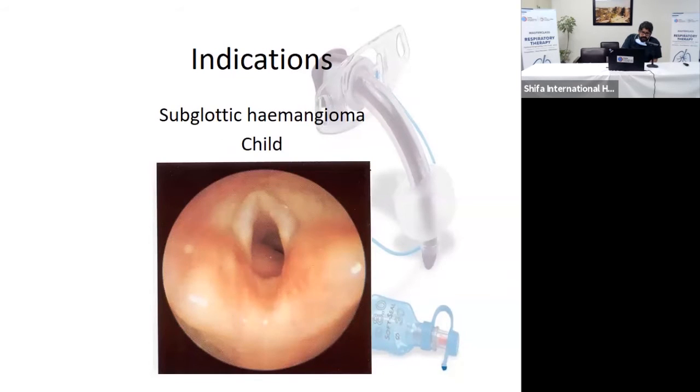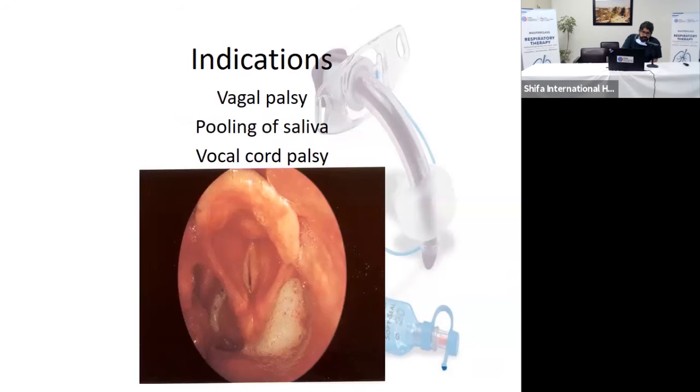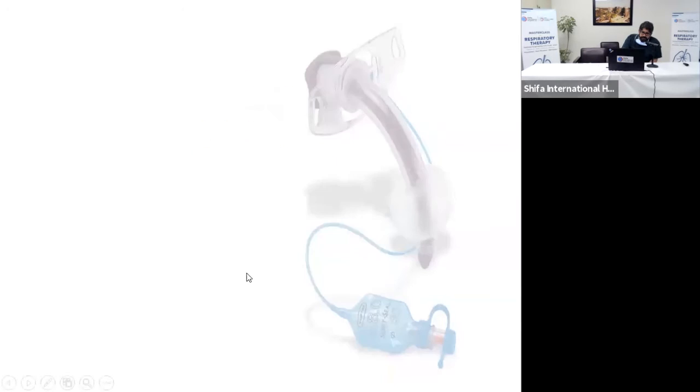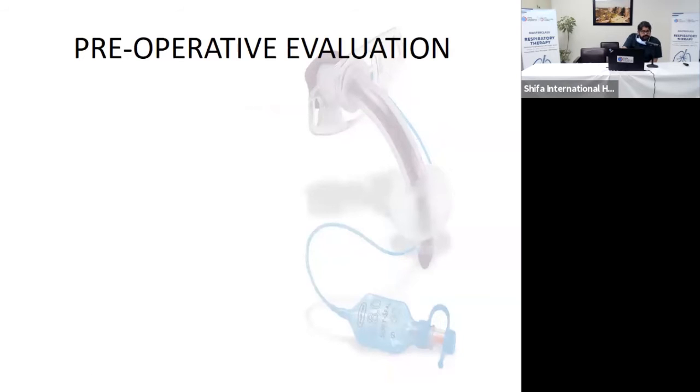You can have conditions like hemangiomas and cystic hygromas, which can go into the airway and obstruct, and you would require a tracheostomy there. Vocal cord paralysis could be traumatic, iatrogenic, idiopathic, multiple causes. Again, you can see both vocal cords are closed. Nobody would be able to breathe through these. So these are pretty much the indications why we do tracheostomies.